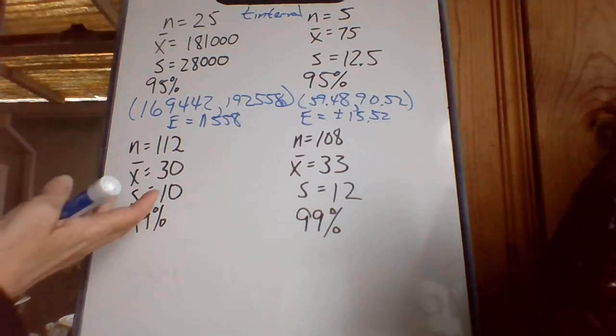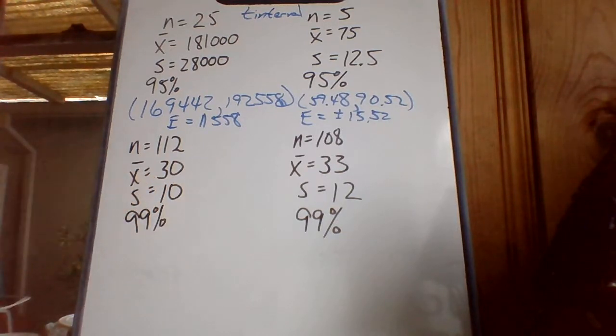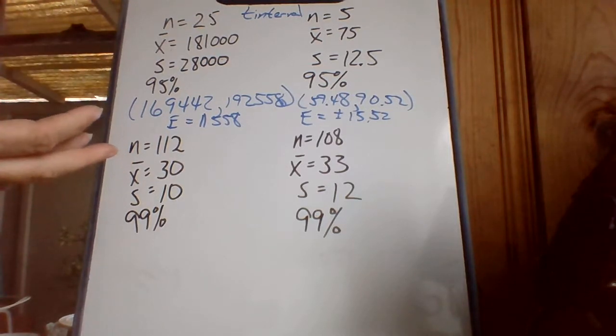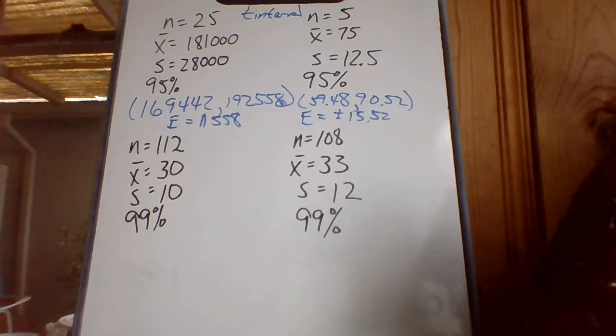Now, this company's decided that because they don't know sigma, they're going to go with S. And the reason for that is maybe T will give them just a little bit more wiggle room. They don't want to be sued if somebody doesn't heat up their dinner enough. And that's the other reason why they're going 99% confident. They want to be really sure, okay?